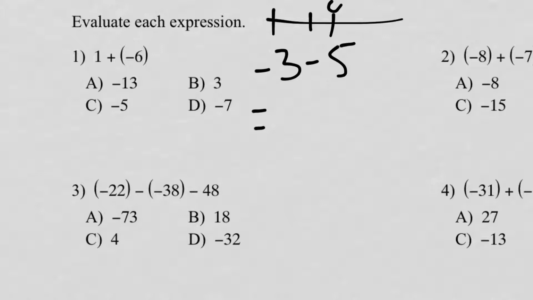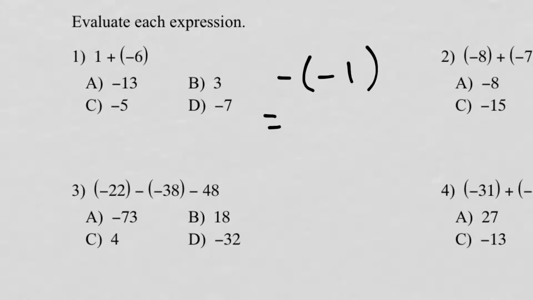So -3 subtract 5, if we slide along the number line from -3 and go down by 5 more, we're at -8. I find it really helpful to think about this in terms of degrees on a thermometer. If I'm at -3 and the temperature goes down by 5, the temperature is now -8.